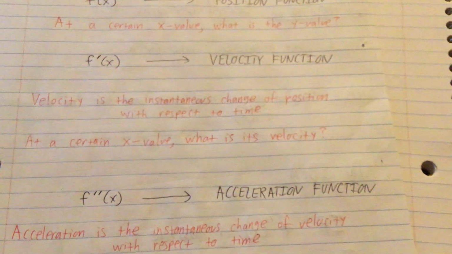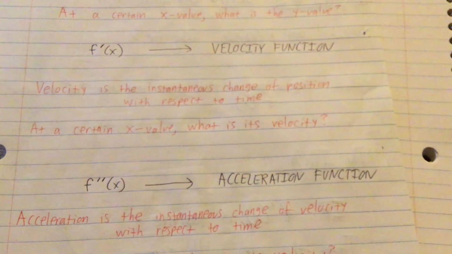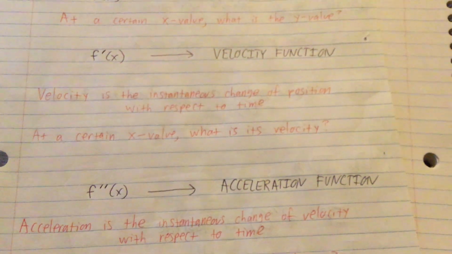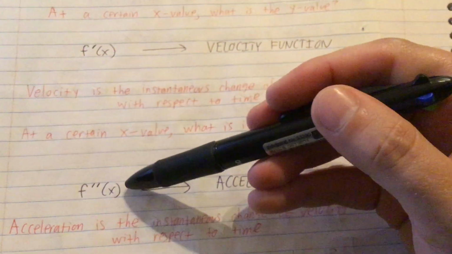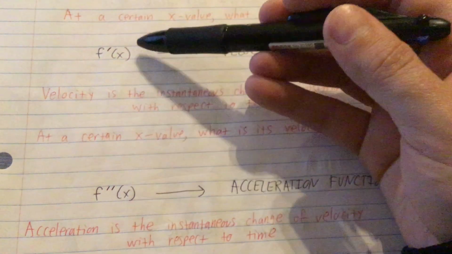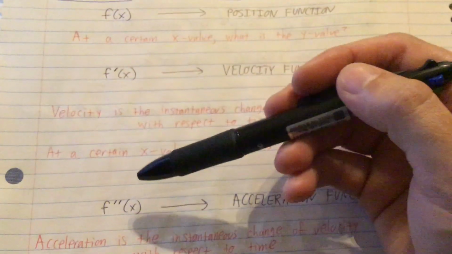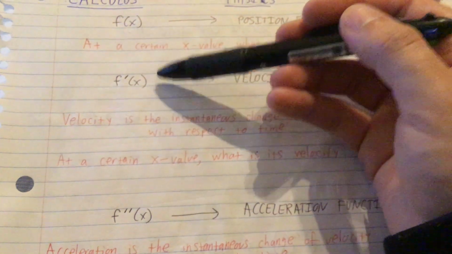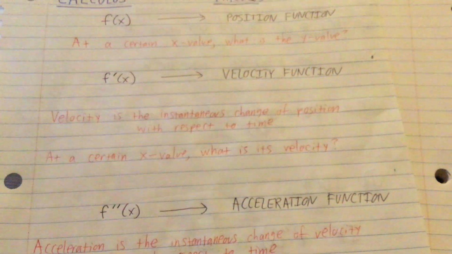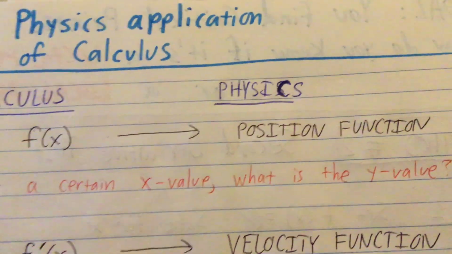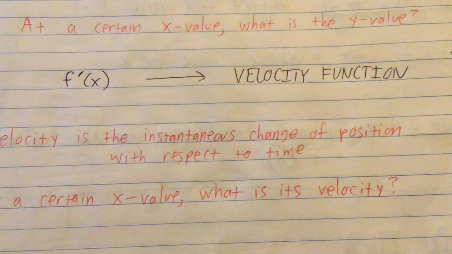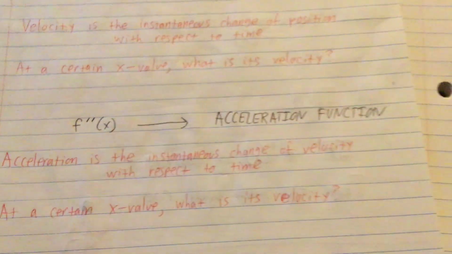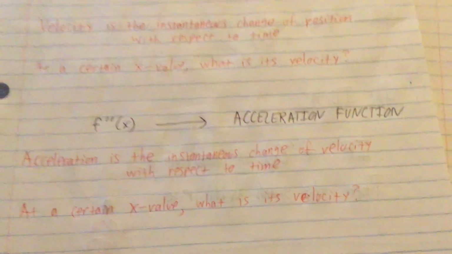And then finally, the last one is the acceleration function, f double prime of x. The f double prime of x is the derivative of f prime of x. So that's the derivative of the velocity function. But all you need to know is f of x is the position function, f prime of x is the velocity function, and f double prime of x is the acceleration function.